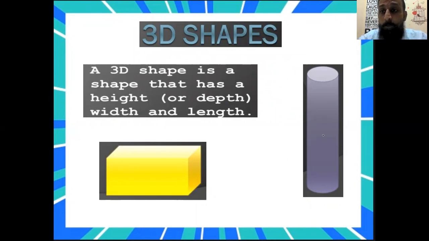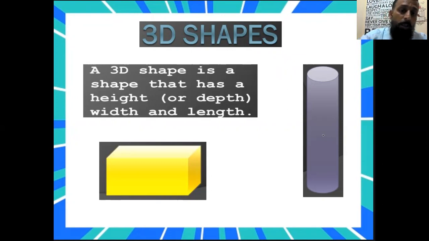What are 3D shapes? What do we understand by 3D? 3D simply means three dimensions. Now, look at the definition. A 3D shape is a shape that has a height or depth, width, and length. From the definition, it's quite clear that any shape that has a certain height, width, and length is called a 3D shape.